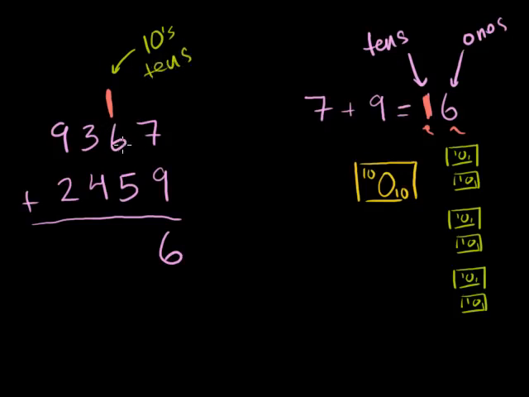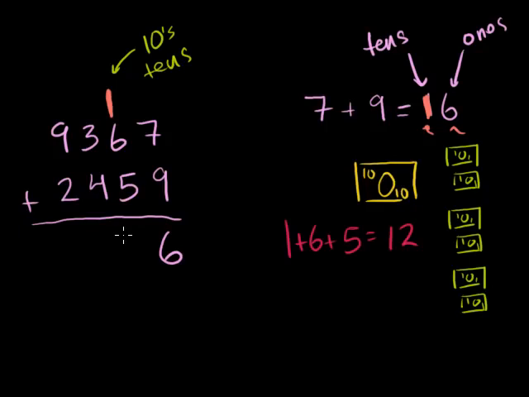When I have 67, 67 means I have 6 $10 bills plus another 7 ones. So that's 6 tens, 5 tens. So I add up everything in the tens place. So 1 plus 6 plus 5. Let me do that in a new color. 1 plus 6 plus 5 is equal to 1 plus 6 is 7, 7 plus 5 is 12.